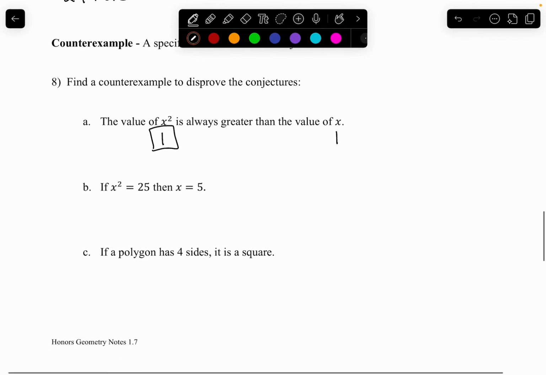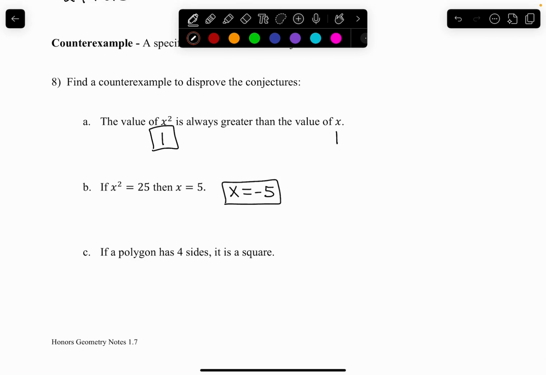Here's another one. If x squared equals 25, then x equals 5. This one might not be as obvious to you, but what else can I square other than 5 that will get me 25? Well, the answer to that is negative 5. Because isn't it true that negative 5 squared is also a positive 25?